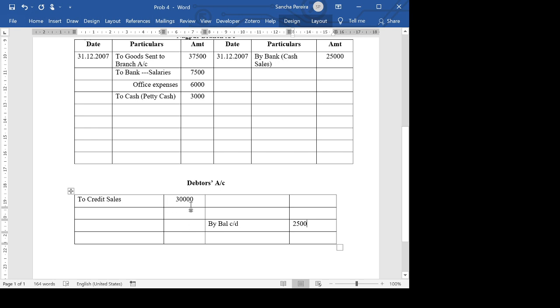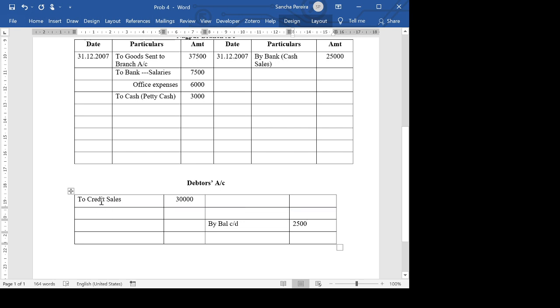Now you have sold goods worth 30,000 to your debtors on credit. And you're saying that the debtors' closing balance is 2,500. What does that mean? That means at the end of the year, the debtors owe you only 2,500. That means in between they have paid you something. It's as simple as that.